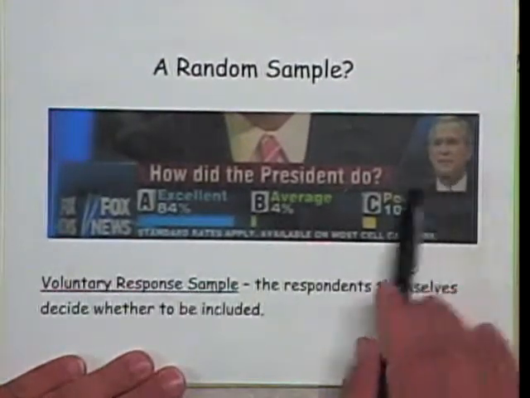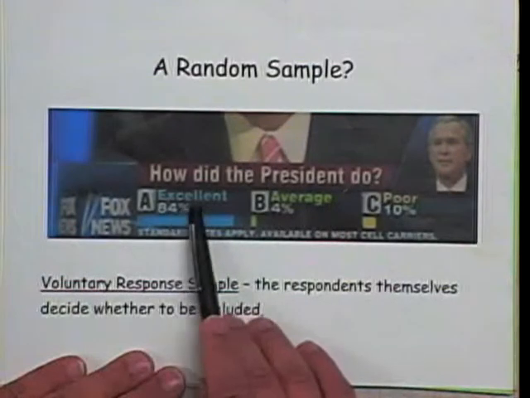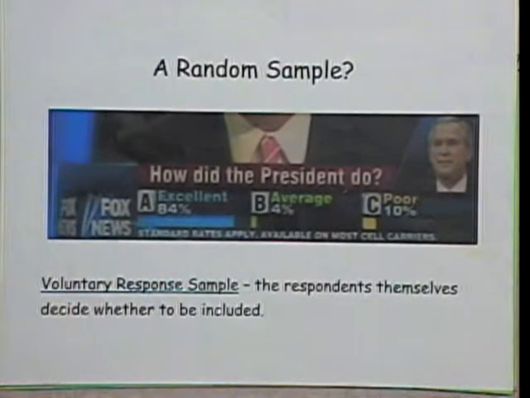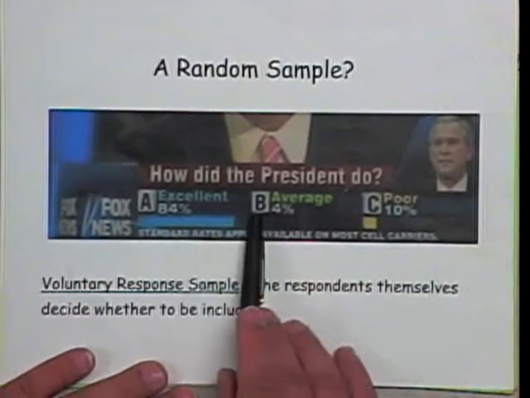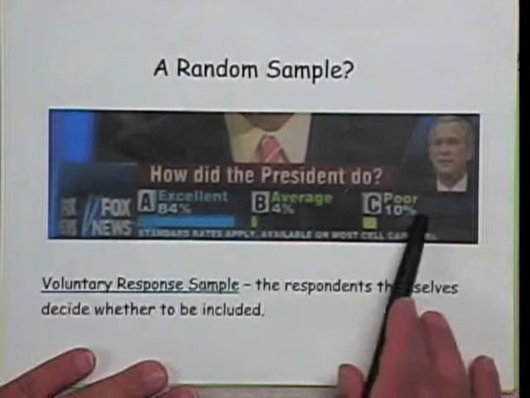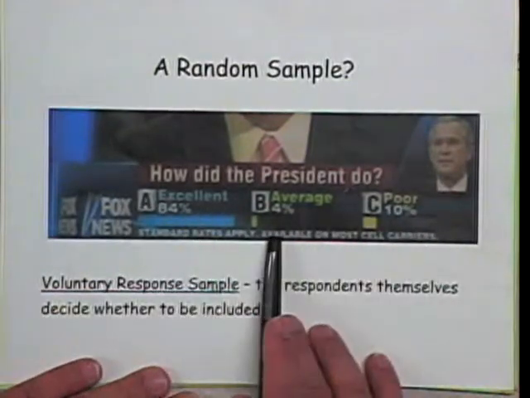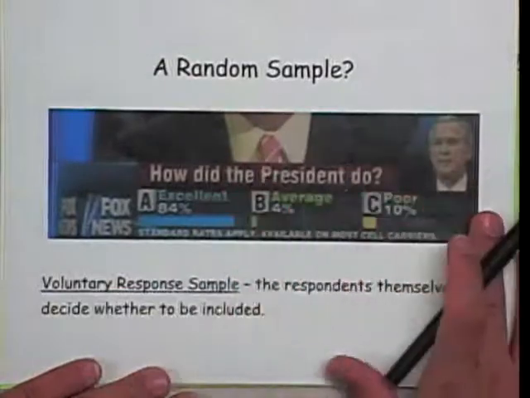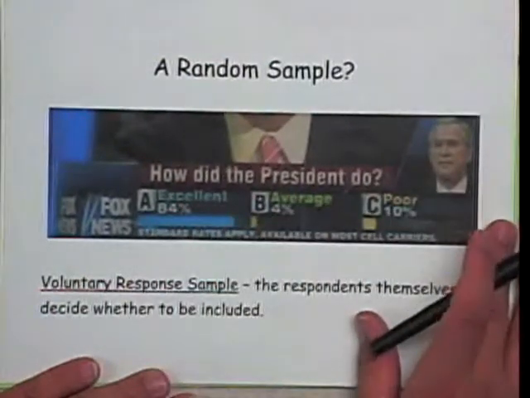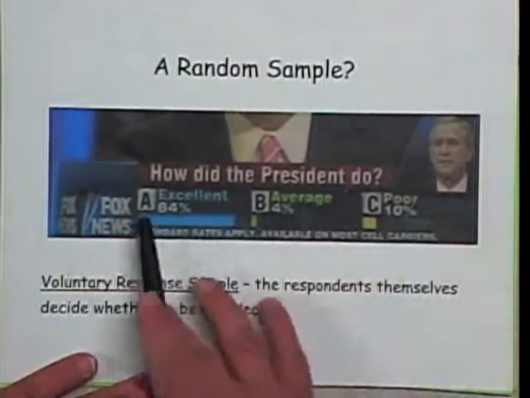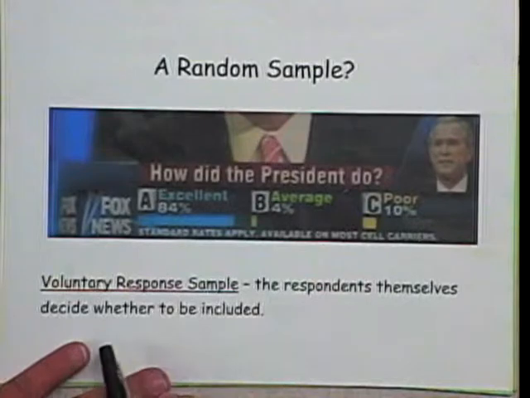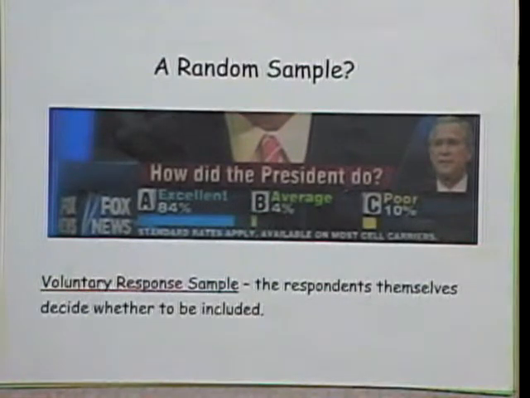So, okay. How did the president do? Well, 84% of the population say excellent, 4% says average, and 10% says poor. Now, besides the fact that these don't add up to 100%, which I'm not sure what that means, maybe 2% are not included here, but just ignore that fact. Assume that they did add up to 100%. This is still a misleading statistic, and the reason for that is because it is a biased sample.